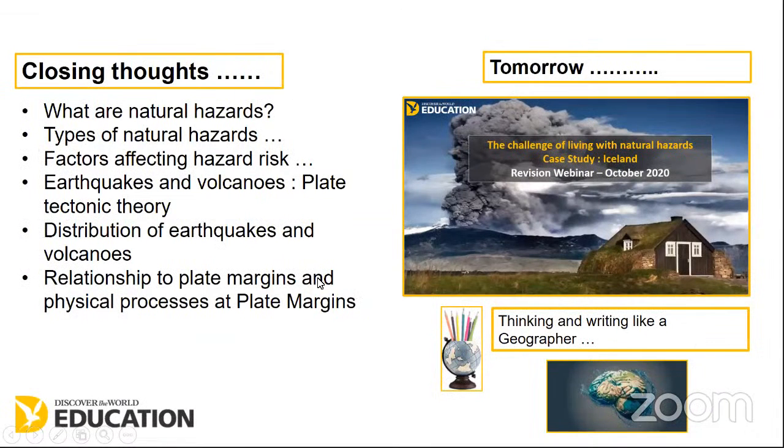So our closing thoughts on today are that we've looked at what natural hazards are, the types of natural hazards, and the factors affecting risk. We've looked at earthquakes and volcanoes, plate tectonics theory, the distribution, and plate margins. We've also looked at different types of questions and how you can use your key terminology to write like a geographer, and how you should start to think like a geographer, looking at the social, political, physical and environmental side of things, looking at HICs and LICs.